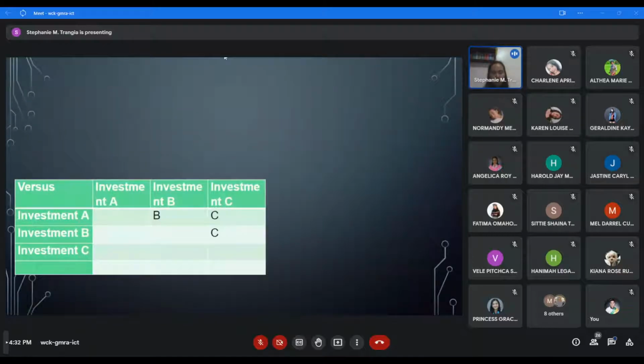So if we are going to summarize, A versus B, B wins, B gets 1 point. A versus C, C wins, so C gets 1 point. B versus C, C wins, C gets another 1 point. So C wins.